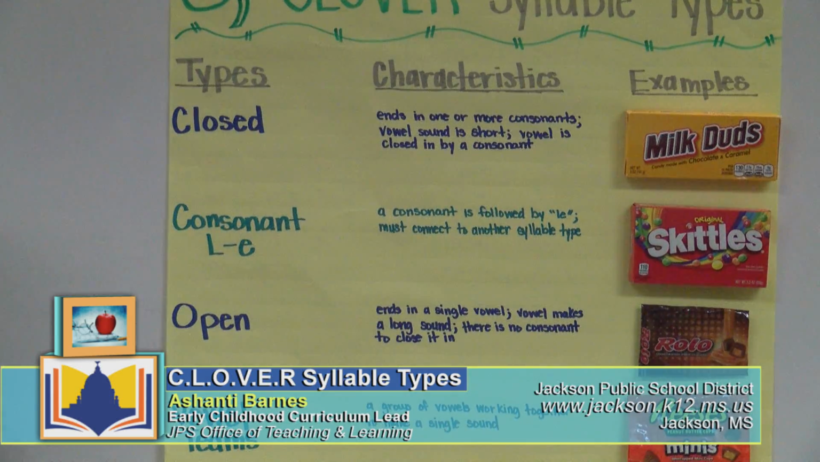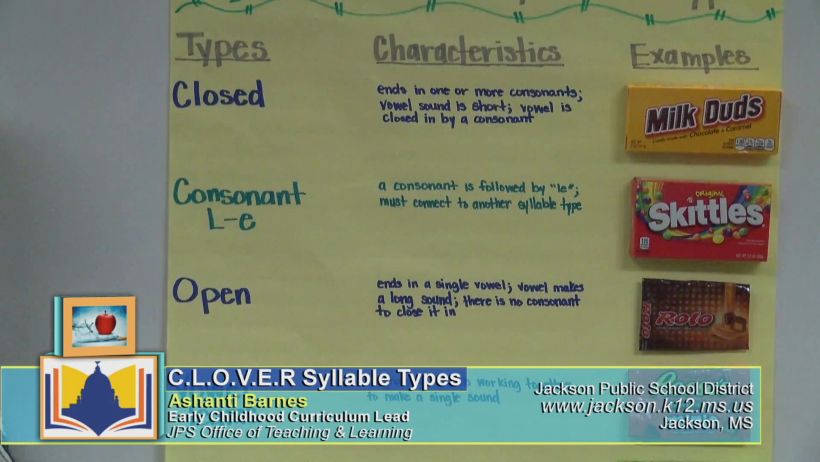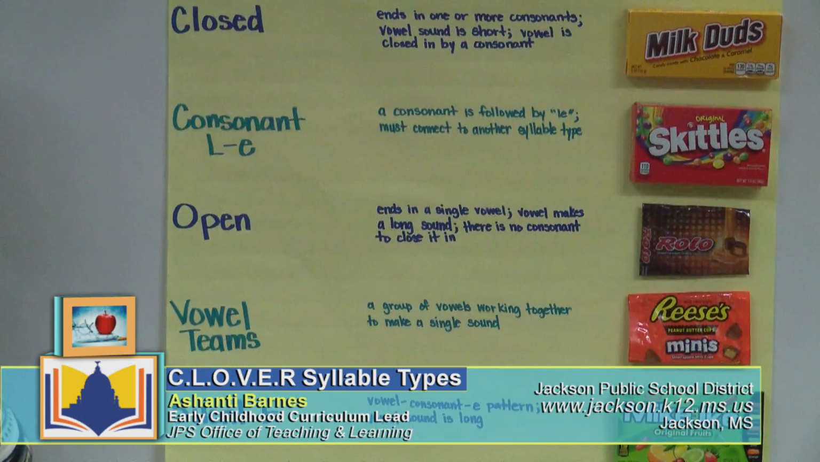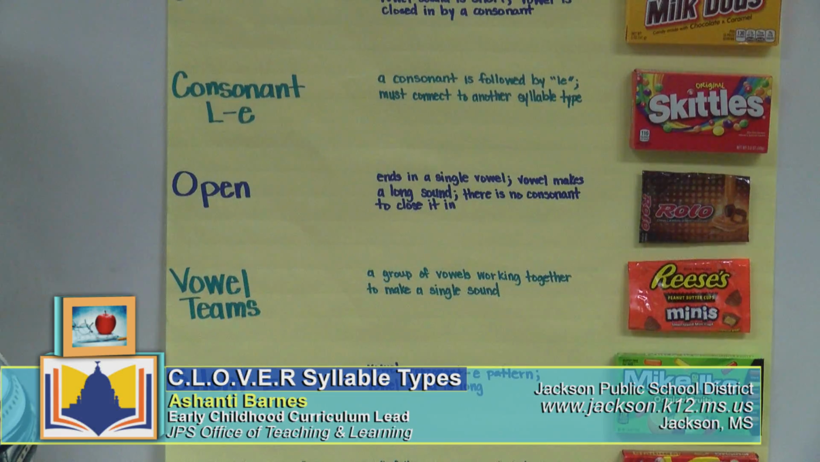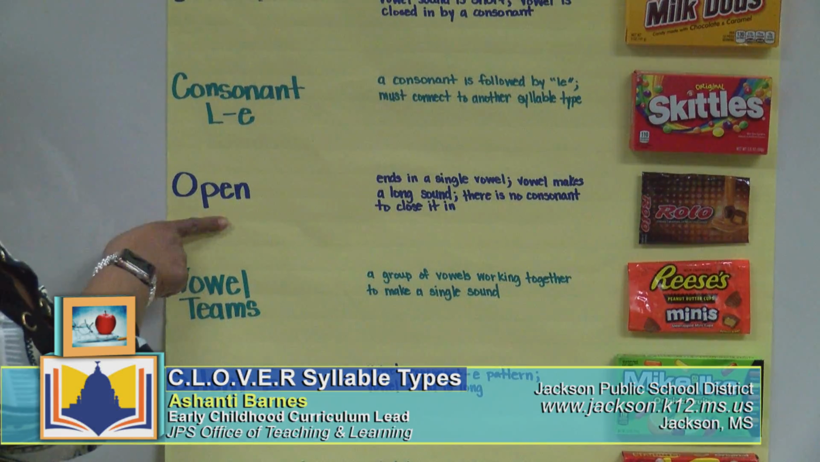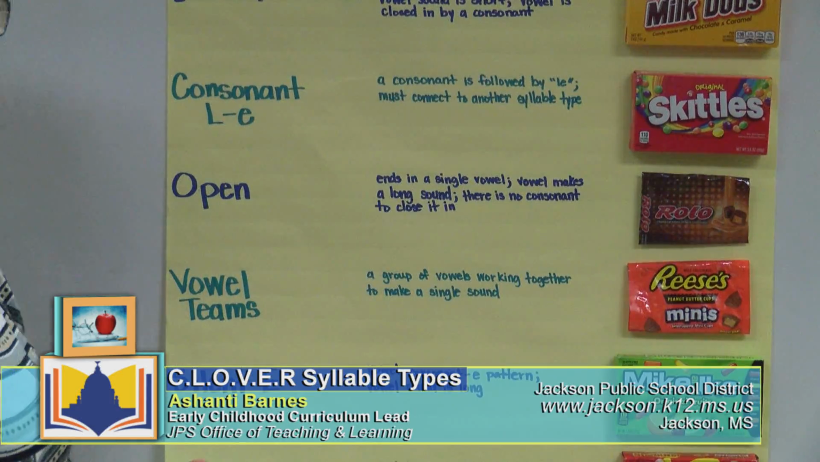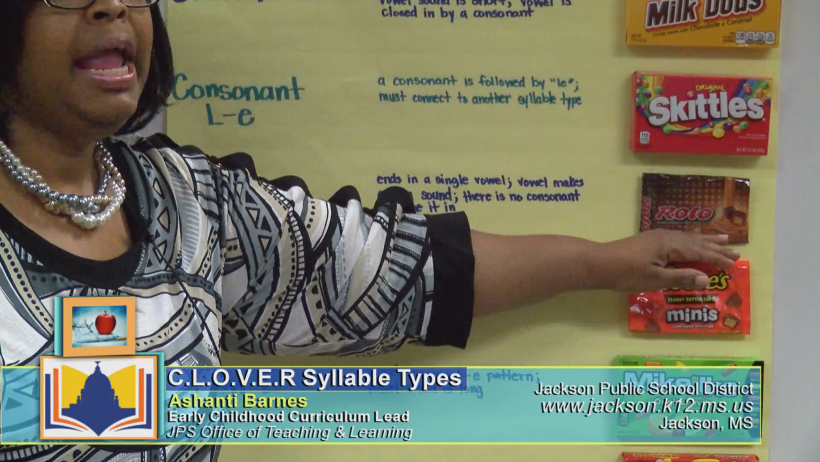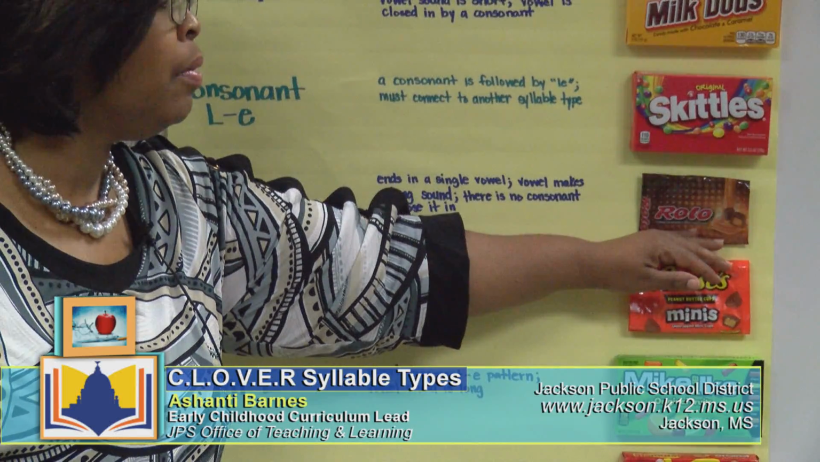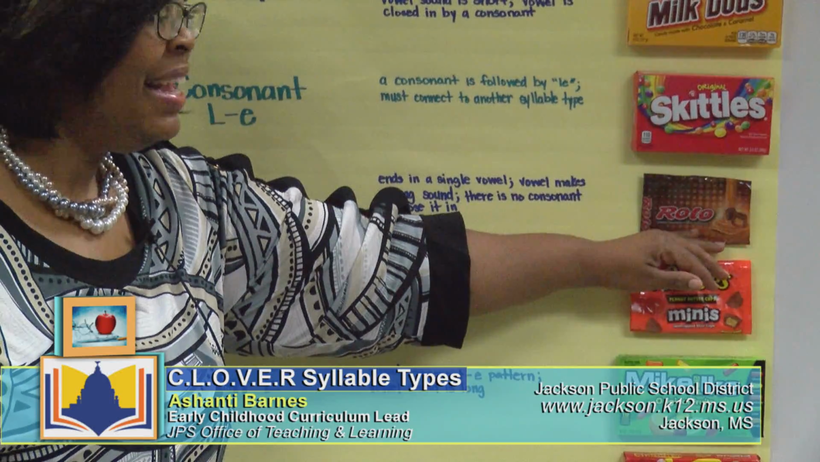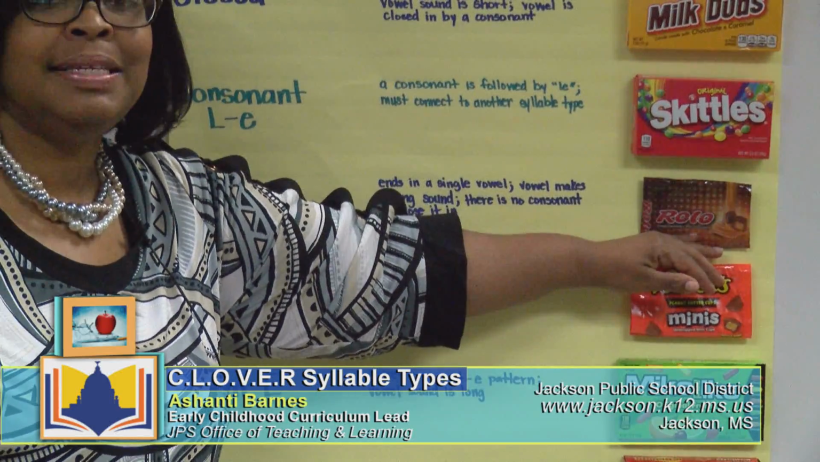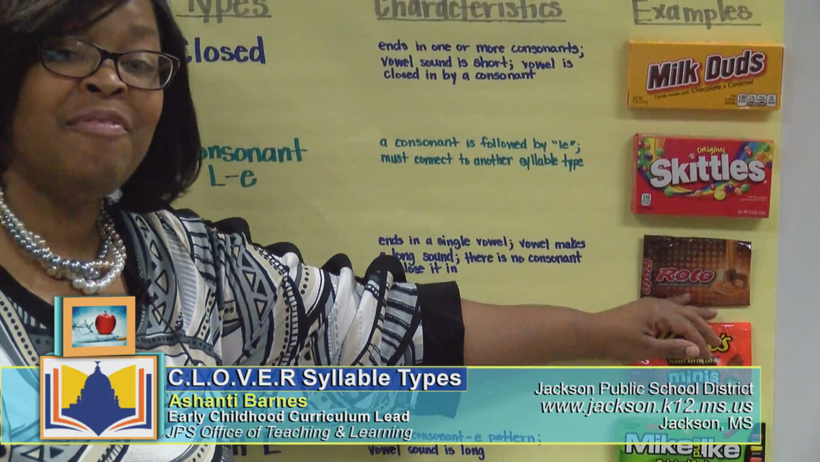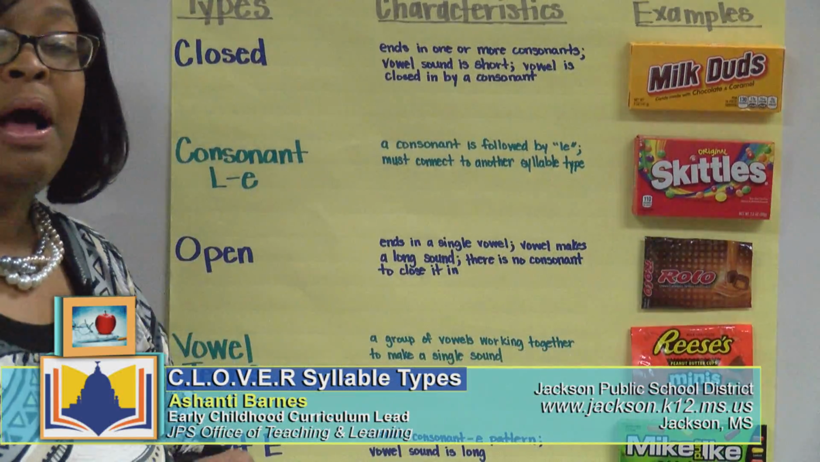The 3rd syllable type is the open syllable. Here, that syllable type ends in a single vowel. The vowel makes a long sound. There is no consonant to close it in, so it is the opposite of the closed syllable. And our candy example would be Rolo. If you look at the 2 syllables in Rolo, each syllable, ro being the first syllable, has a long vowel sound, and it is not closed in by a consonant. The 2nd syllable in Rolo, lo, has a long vowel sound, and it is not closed in by a consonant.